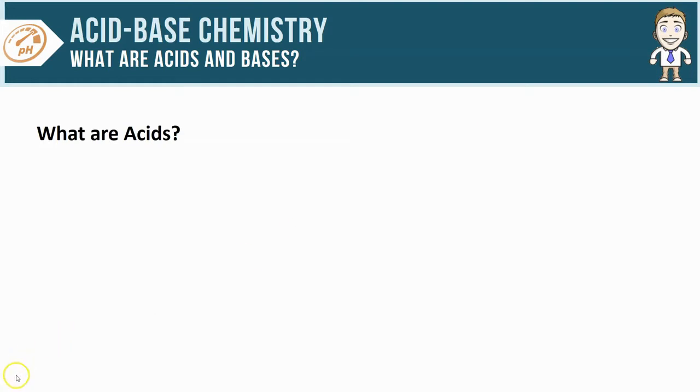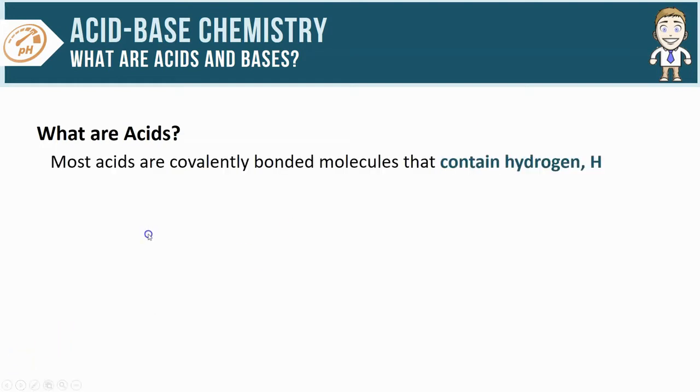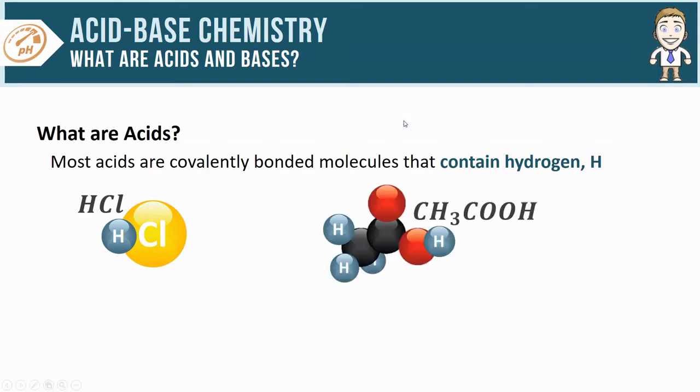Let's start looking at acids. So what are they? Well, acids are usually just molecules, covalently bonded molecules to be exact, and what makes them special is that they contain the element hydrogen. Like this classic example of an acid, HCl, hydrochloric acid, you can see it contains a hydrogen atom, so it's a very simple one, and they can be more complex too, like this acetic acid molecule shown here.